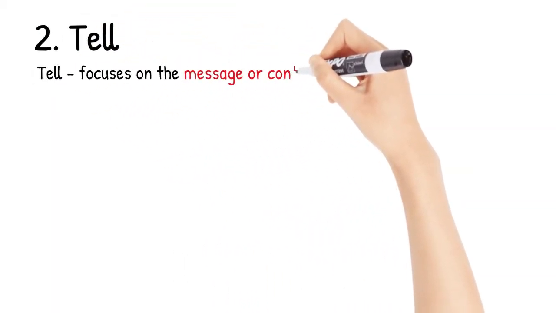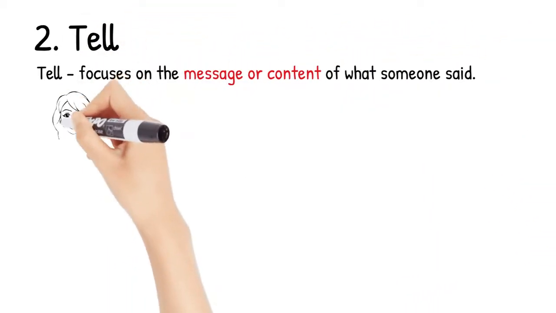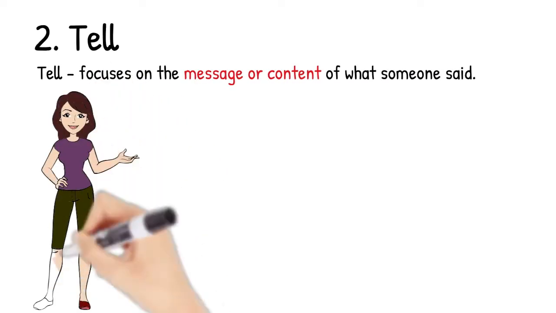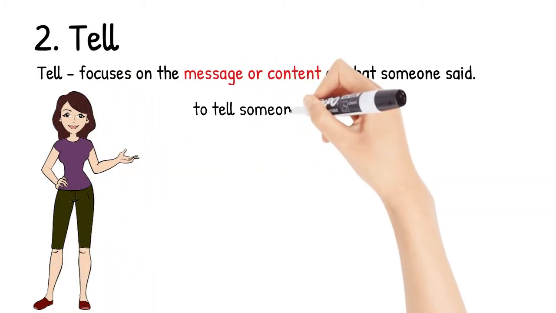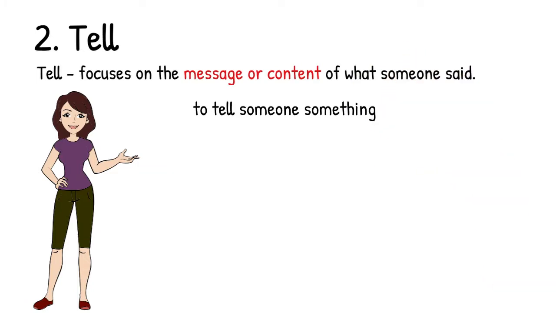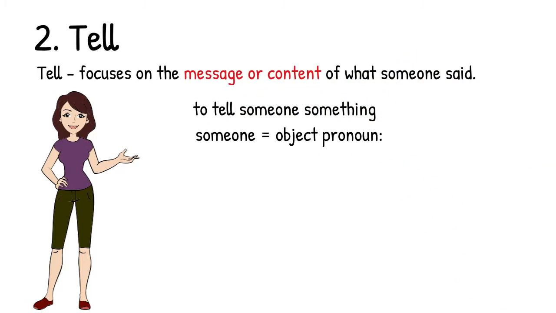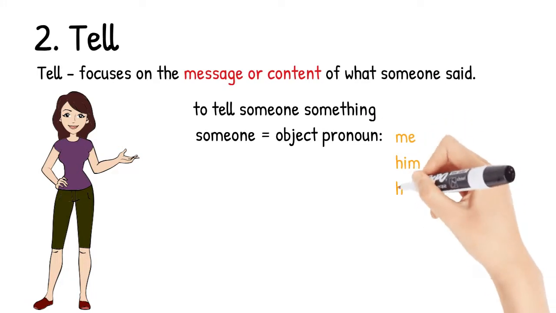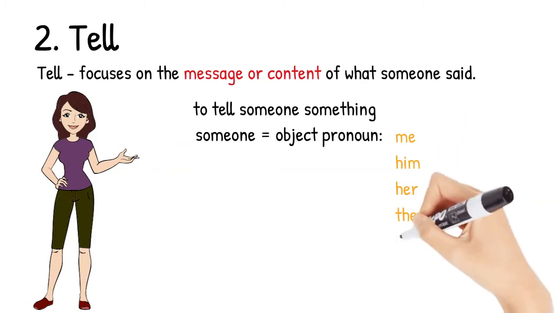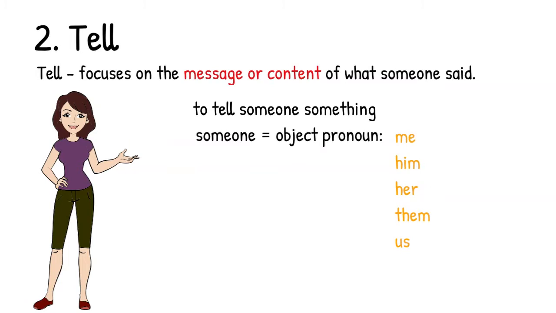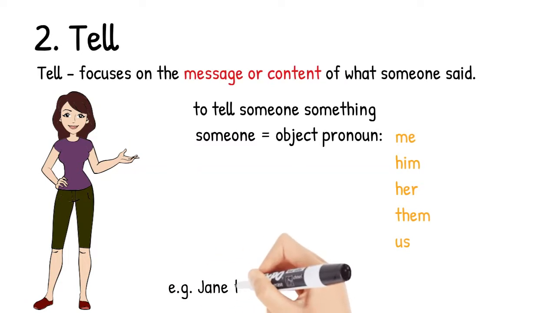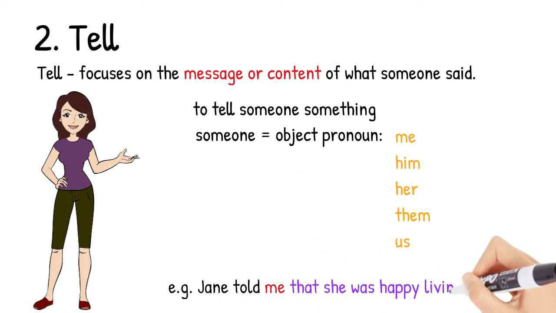Do you remember that "tell" focuses on the message or content of what someone said? You want to look at the grammatical structure here because it's "to tell someone something." So that "someone" becomes replaced in reported speech with the object pronoun: me, him, her, them, us. For example, Jane told me that she was happy living in Canada.